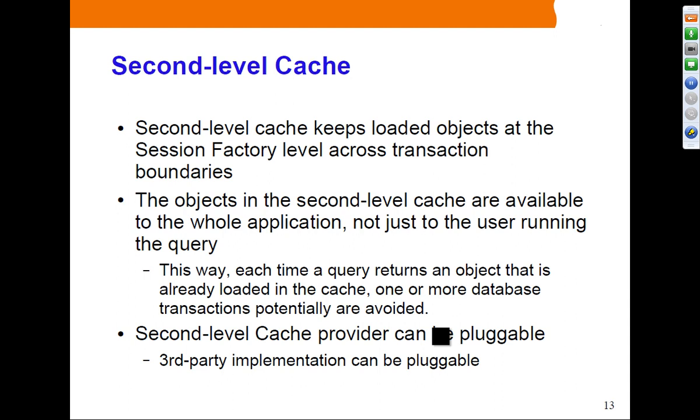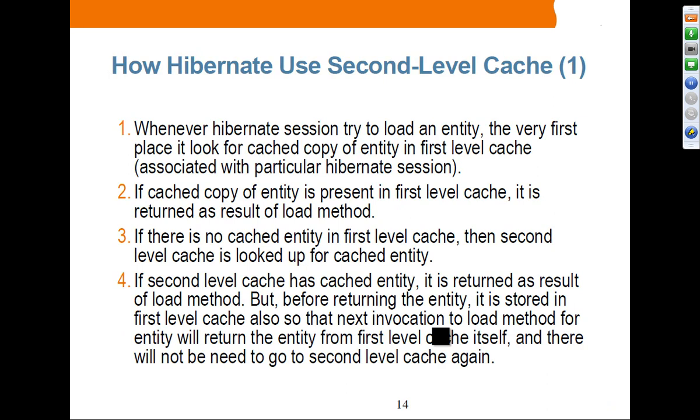The second level cache provider can be pluggable. In fact, there are several third-party implementations available. So this is how things work. This describes how the first level cache and second level cache work together. Whenever a Hibernate session tries to load an entity, the very first place it looks for a cached copy of the entity is in the first level cache. That makes sense, right?